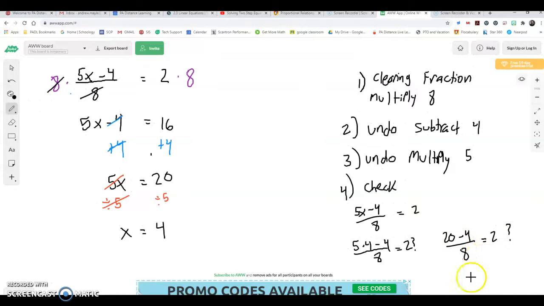Simplify the fraction here. 20 minus 4 on the top part is 16. Is 16 over 8 equal to 2? Indeed it is, right? 16 divided by 8 is equal to 2.